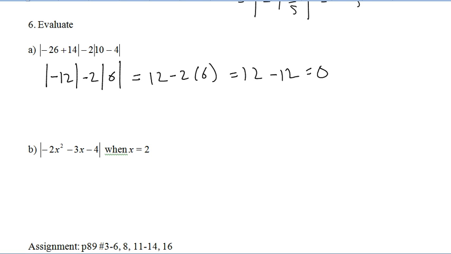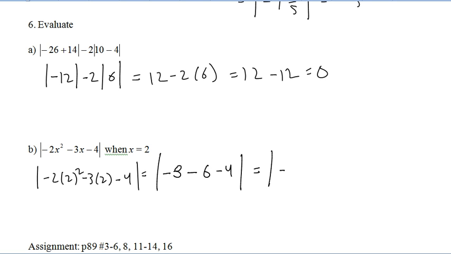Okay, for b, we're just going to have to put in 2 for x. So we get the absolute value of negative 2 times 2 squared minus 3 times 2 minus 4. And again, we need to work inside the brackets first. So 2 squared is 4, times negative 2 is negative 8, minus 6, minus 4. So we get the absolute value of negative 18, which equals 18.